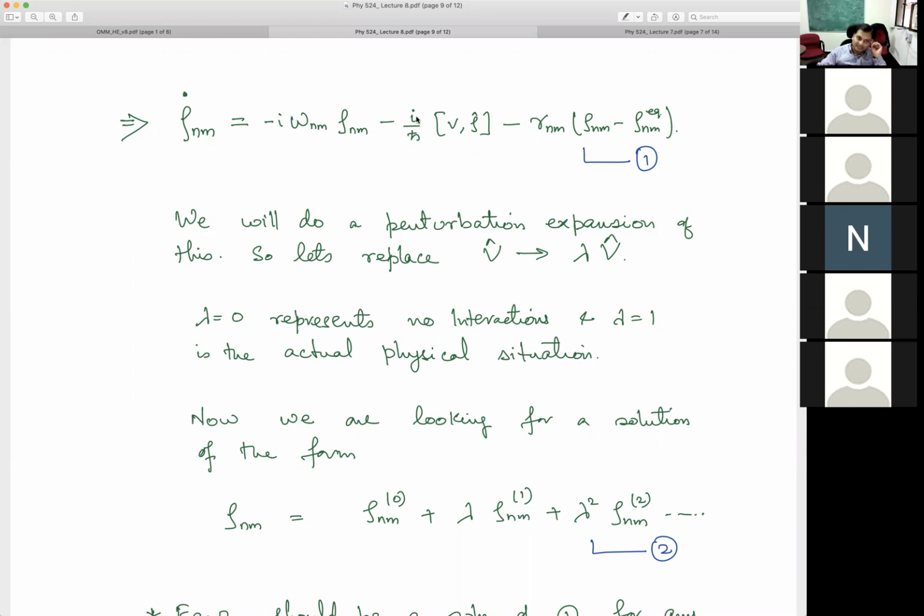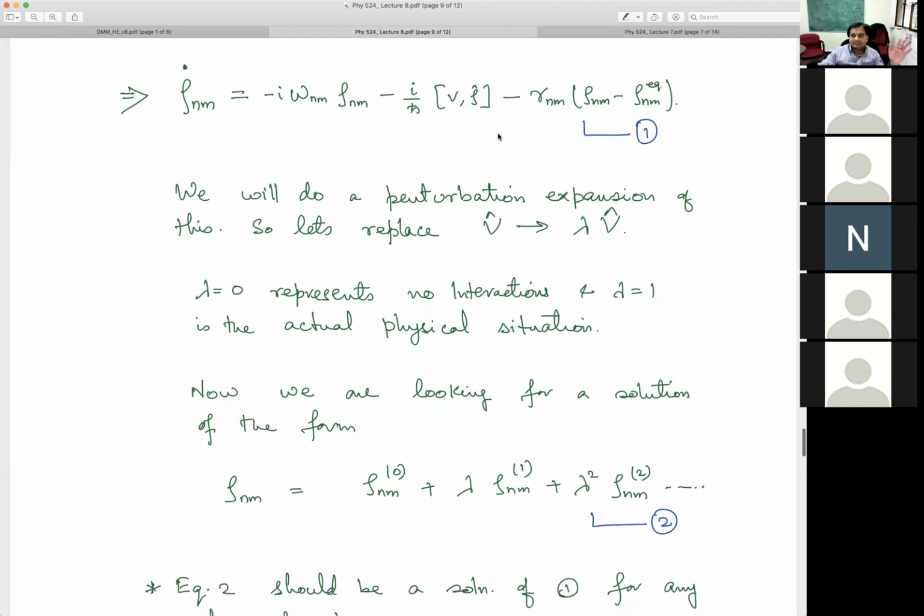That is number 1. And here I will start getting i by h-bar v rho. Since v has a lambda, the rho 0 term will start coming with a lambda. The rho 1 term will come with a lambda square. The rho 2 term will come with a lambda cube, because this term is just v rho minus rho v. So the lambda which comes from v will always be there. If you understand that, then we are done basically.